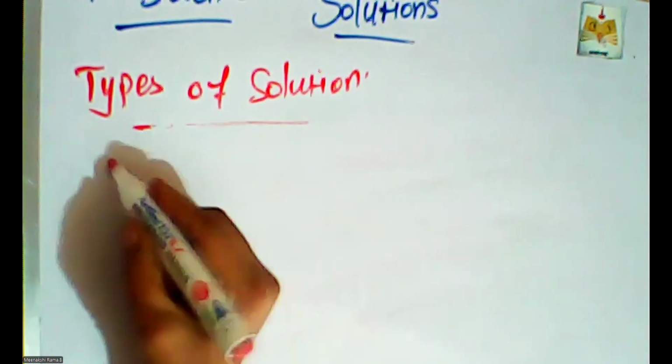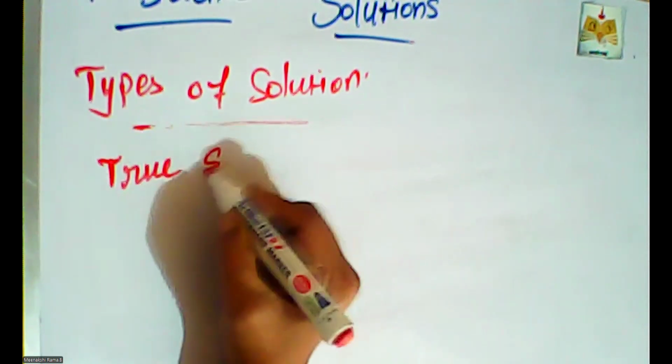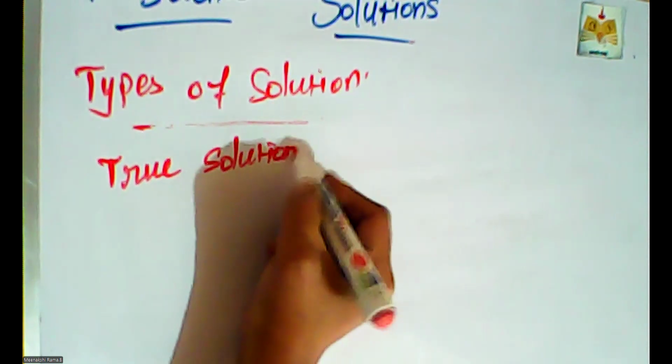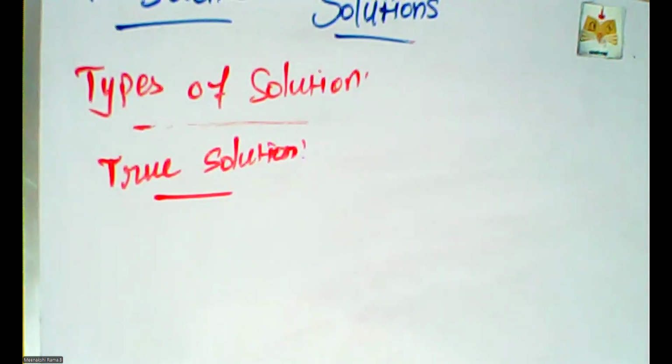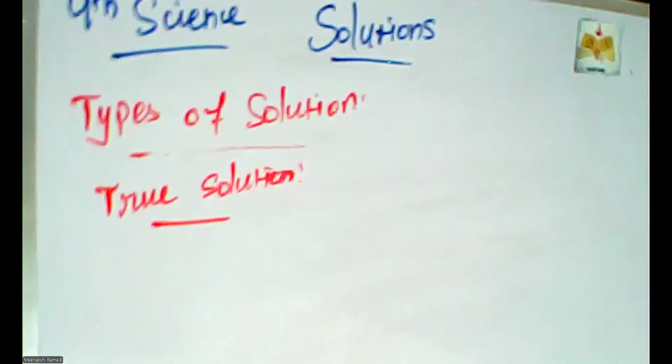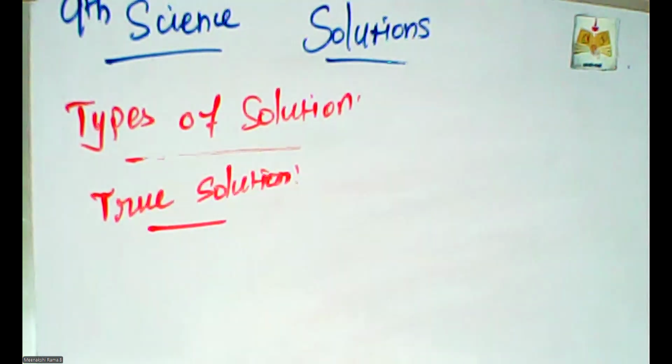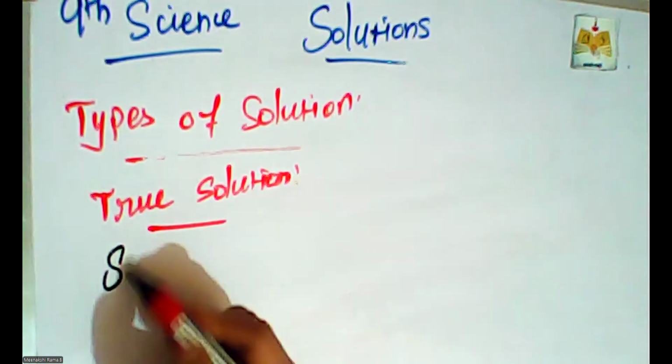True solution means, how can we prepare a true solution? We use different kinds of solution in our day-to-day life: salt solution, coffee, tea, juice, and sugar solution. In this manner, first we are going to prepare a sugar solution.